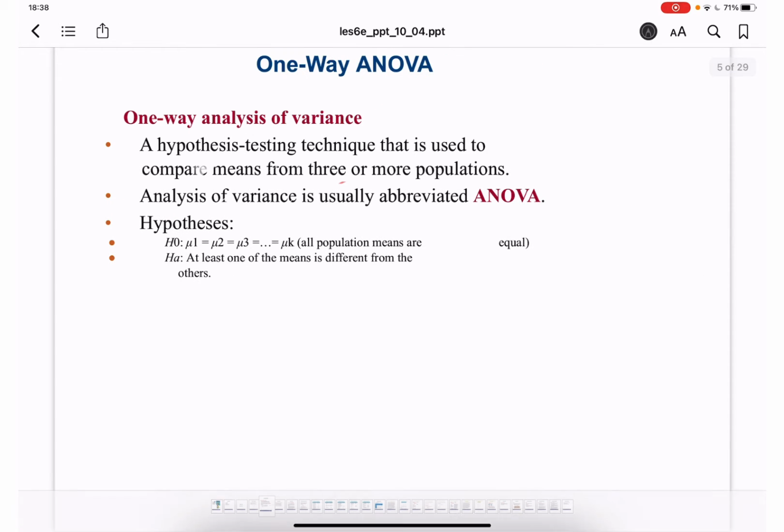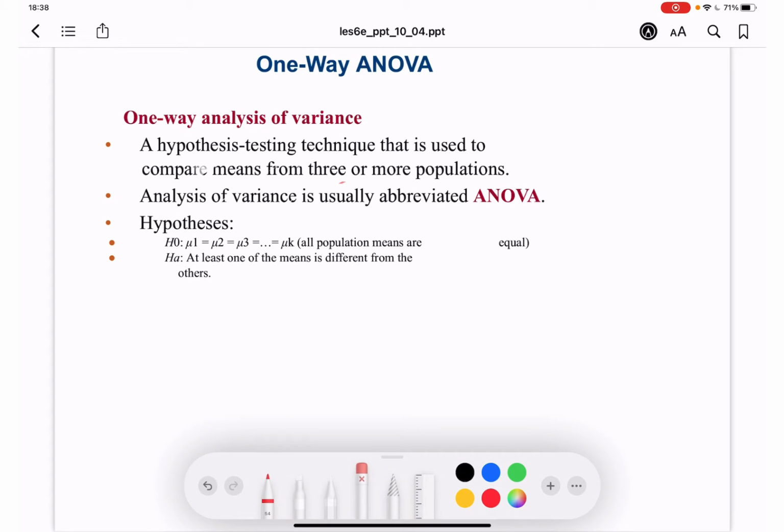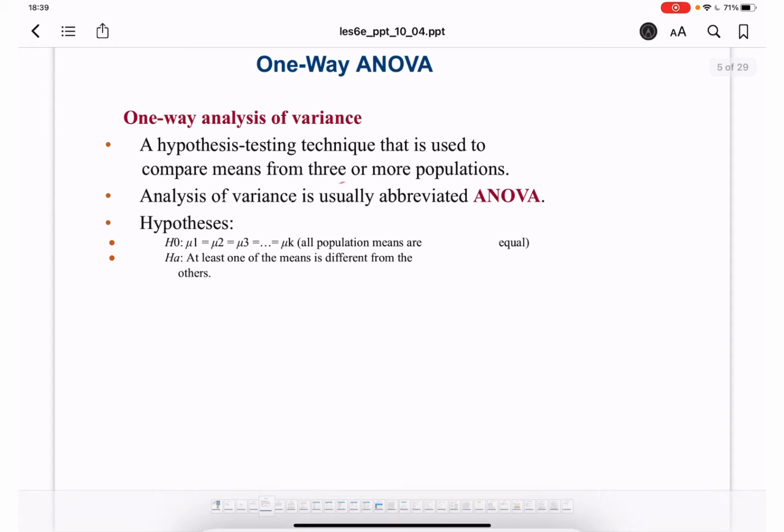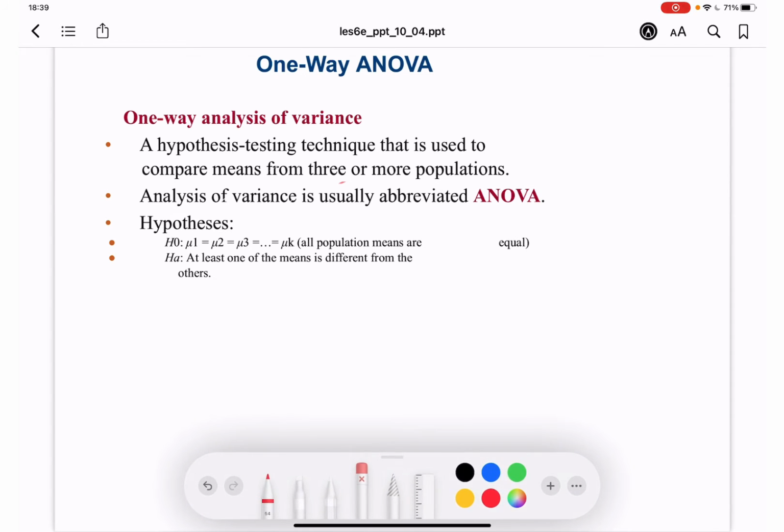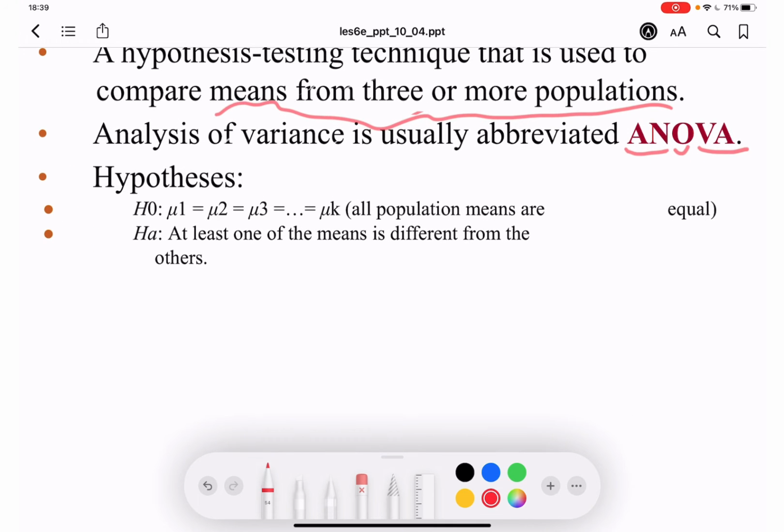Okay, one-way ANOVA, one-way analysis of variance. ANOVA analyzes the variance. This is a hypothesis testing technique that is used to compare means from three or more populations. Analysis of variance is usually abbreviated ANOVA. This is what we are going to test.